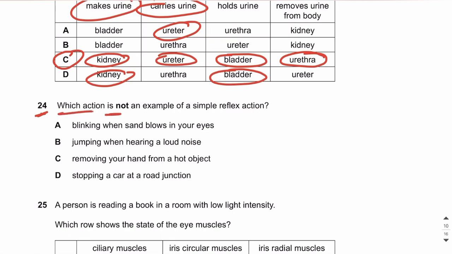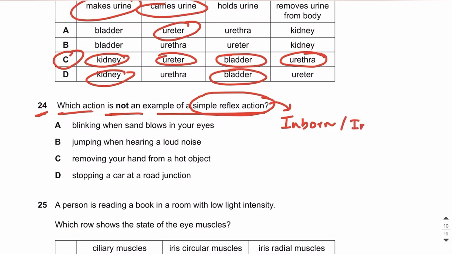Which action is not an example of a simple reflex action? So guys, you should know that simple reflex actions are reflex actions which are inborn, and you don't learn these reflexes, right? Simple reflex actions are inborn or innate. You don't need to learn these reflexes. These reflexes are in you by birth. And then there are complex reflex actions, which are reflex actions that you learn, right?